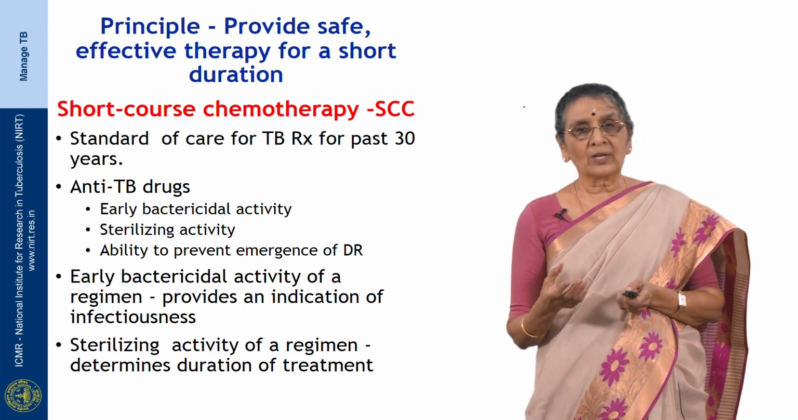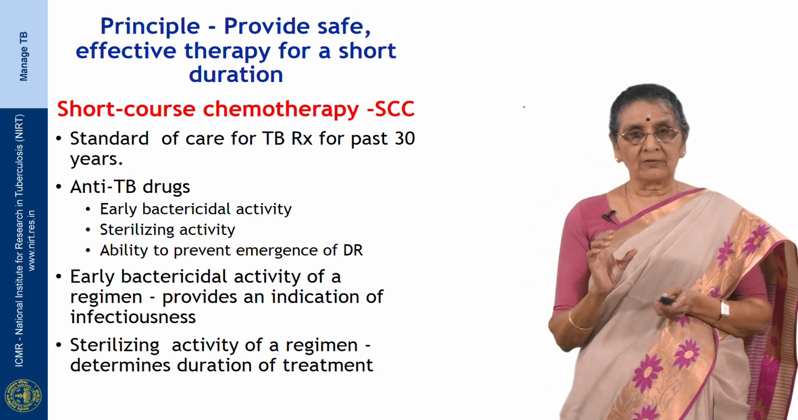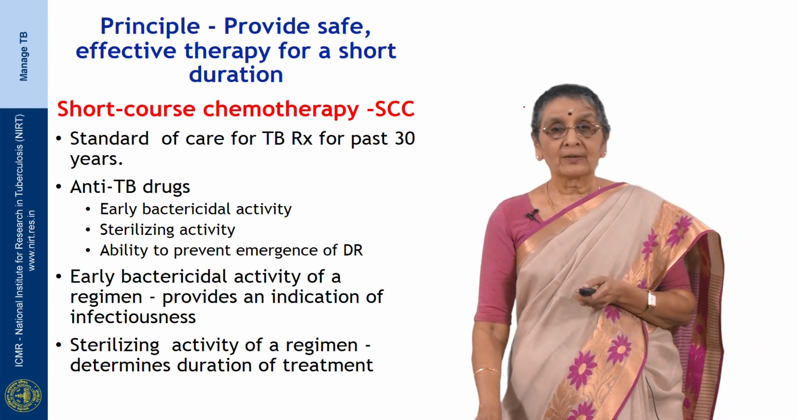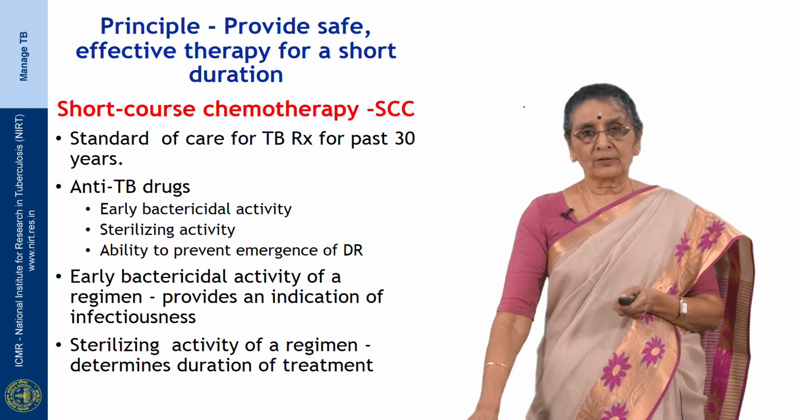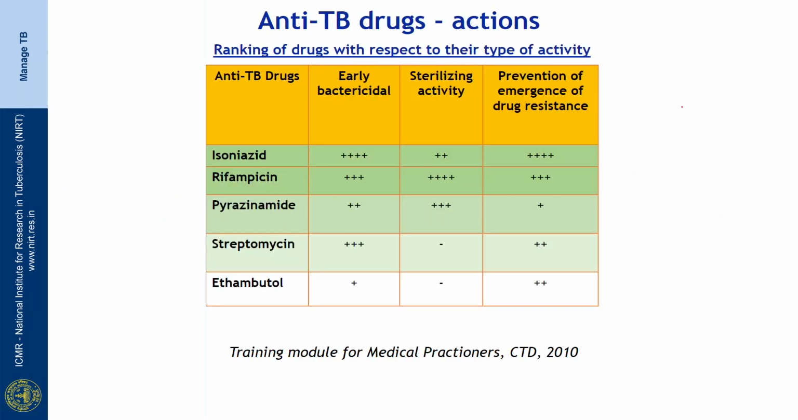So each regimen should have drugs that have bactericidal activity. Sterilizing activity of a regimen determines the total duration of treatment. This slide tells you the different types of activity: early bactericidal activity, sterilizing activity, and prevention of emergence of drug resistance. An ideal drug should have all the 3 activities. Look at isoniazid, look at rifampicin and pyrazinamide. These 3 drugs have all the 3 activities in various proportions, and when you use these 3 drugs in a regimen, we achieve both early bactericidal activity and sterilizing activity.